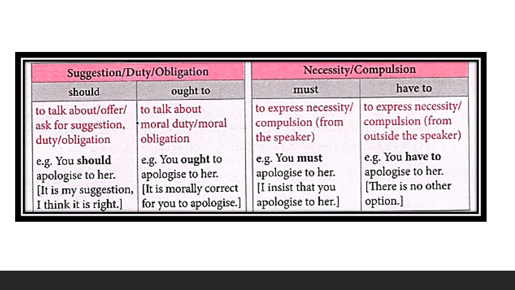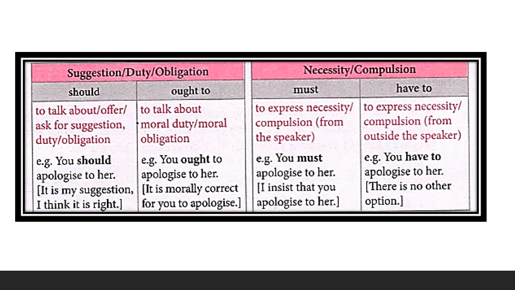That means it conveys the meaning that it is morally correct for you to apologize. Okay, right? Apologize is to accept your mistake. Then coming to must, we know that must and have to are used to express necessity and compulsion. There is no other go, right? You must or have to do it. So must, we have already discussed, expresses necessity that comes from the speaker, whereas have to comes from outside the speaker, that is generally a law or a rule, right?